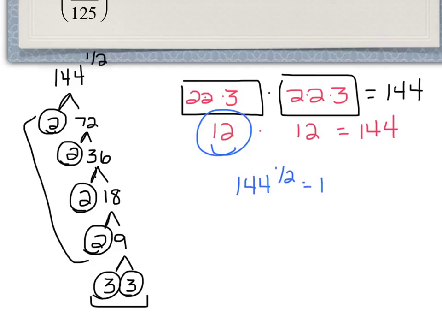144 to the 1/2 would have to equal 12, because when I split the factors of 144 into 2 equal groups, each group is equal to 12. And that's what the question is really asking, is when you take all of the factors of 144 and split them into 2 groups, what is each factor equal to? Well, each factor would be equal to 12. Okay. Let me slide all this stuff back out of the way, go to the next example.